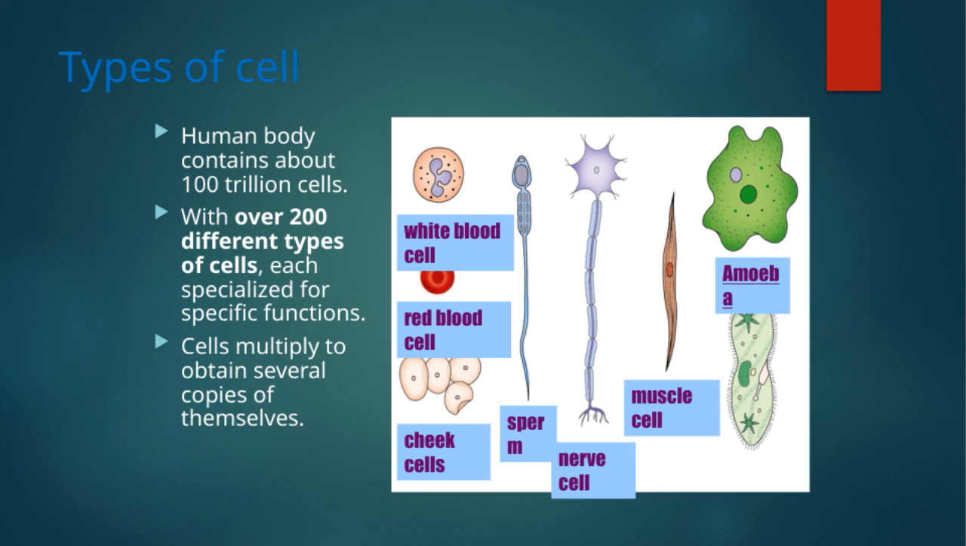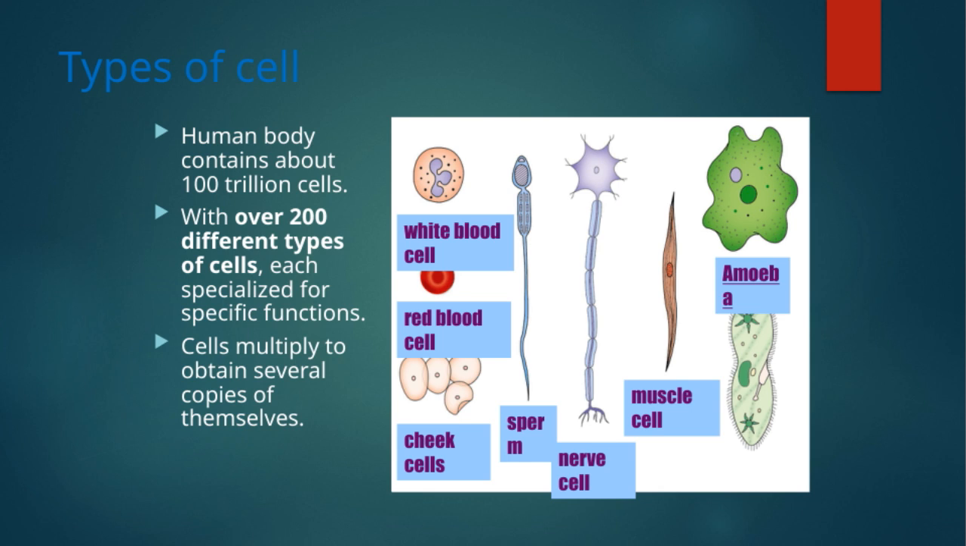And what's even more fascinating is that there are over 200 different types of these cells, each one specialized to perform specific functions. For instance, muscle cells help us move, nerve cells transmit signals, and red blood cells carry oxygen throughout our bodies.